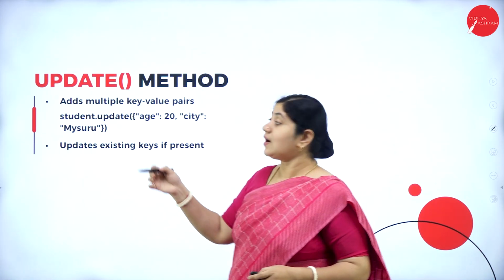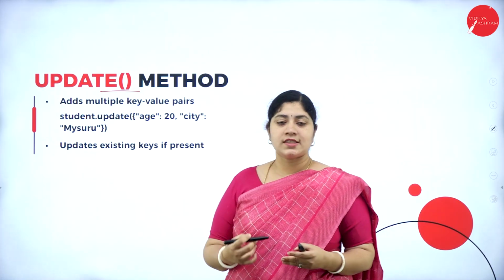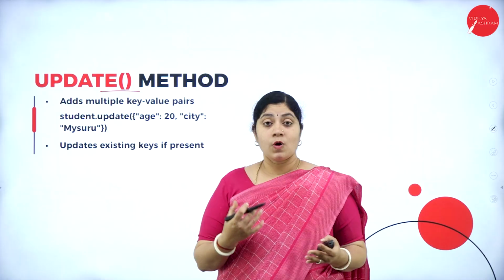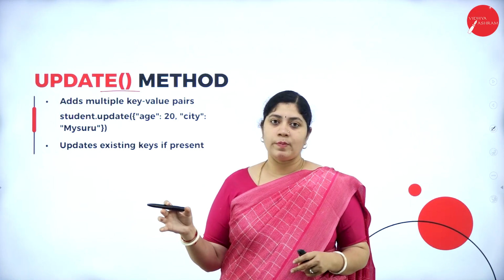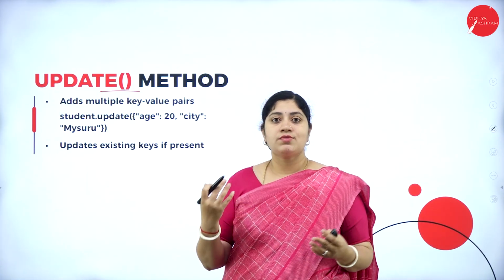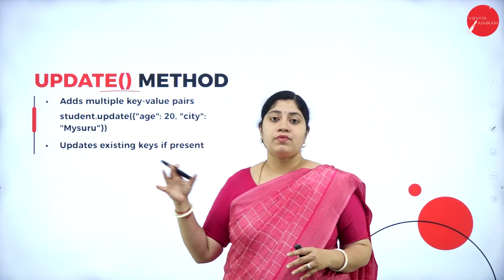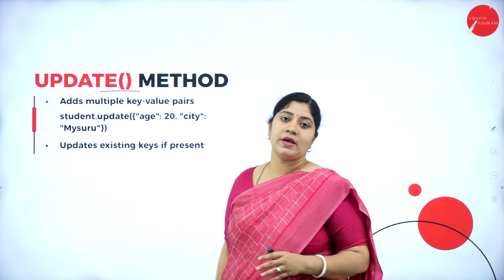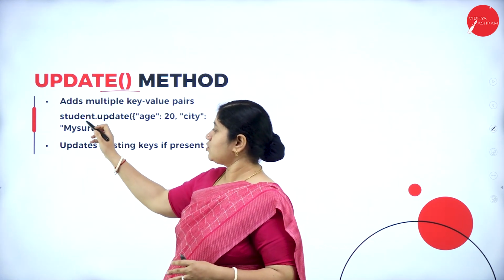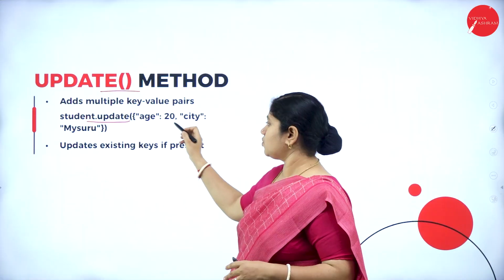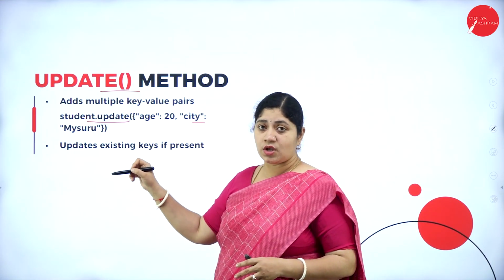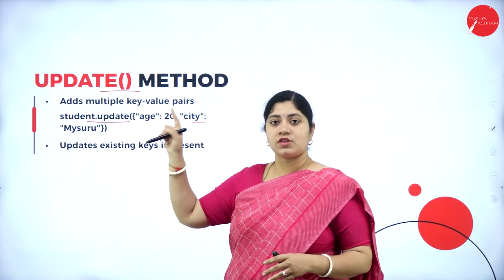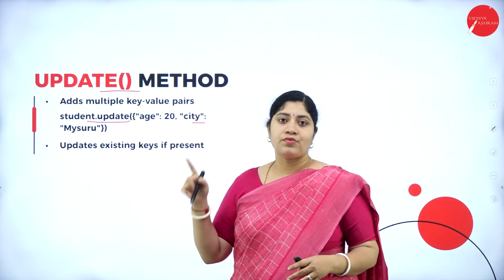The next method is the update method. By using this, we can add multiple key value pairs into the dictionary. Also, if any of the key value pairs is already present, then it will be updated, along with adding any new key value pairs. That's the main advantage of this update method. Let's say an example here: we have student.update, that is age is 20 followed by city is Mysuru. So we have two different fields for that student, which have to be updated with the presently available key value pairs.